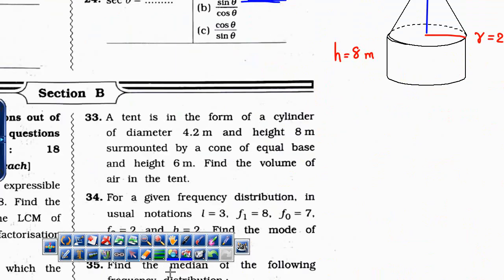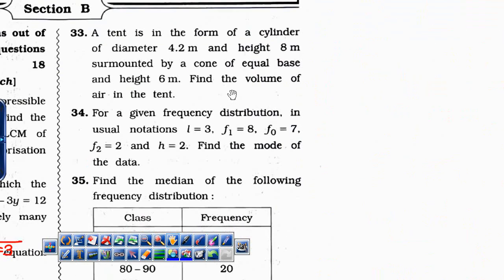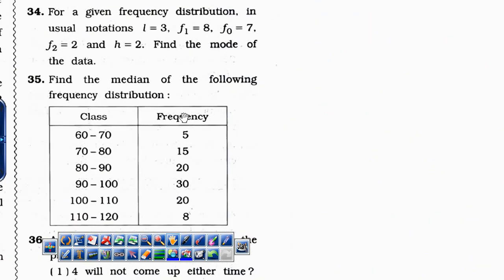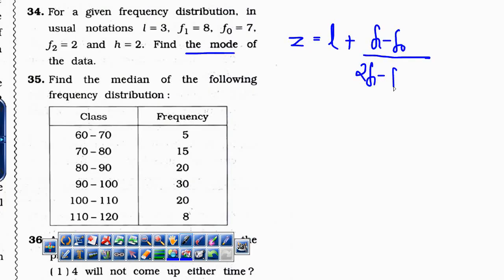Sum number 34. For a given frequency distribution, find the mode of the data. Super easy. The formula for mode is L plus (f1 minus f0) upon (2f1 minus f0 minus f2) into h. L, f1, f0, f2, h are all given. Super easy numbers. Easy peasy, 2 marks.